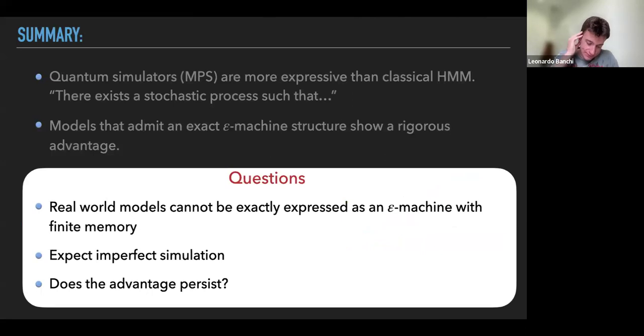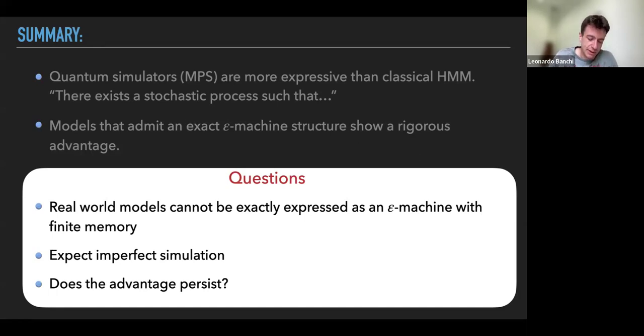Okay, so as a summary, quantum simulators are more expressive than the classical hidden Markov models. This claim can be written in terms like: there exists some stochastic process such that the corresponding memory dimension is smaller. So for some problems, it's better to go quantum.